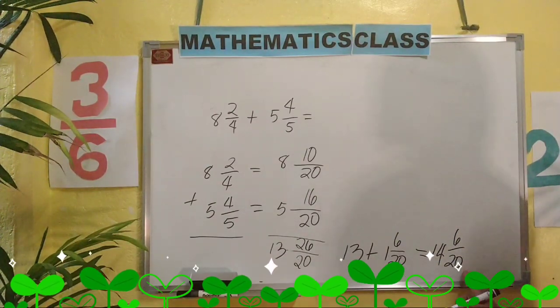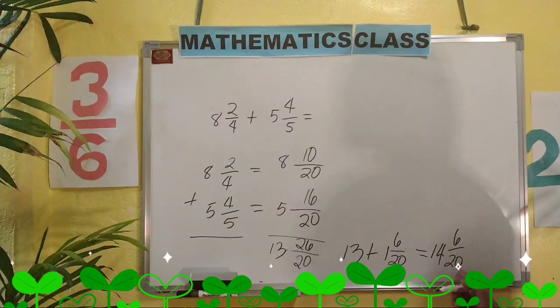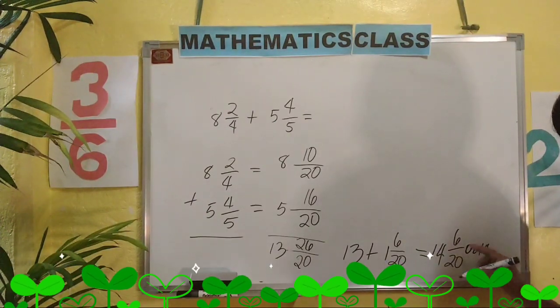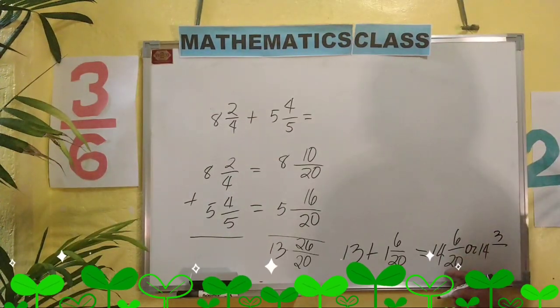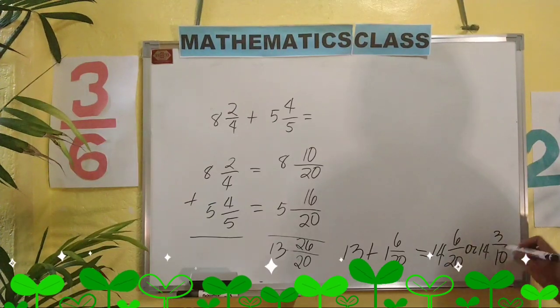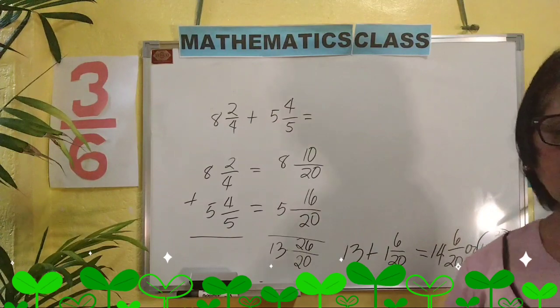6 over 20, is there a GCF for this fraction, for the numbers 6 and 20? Yes. The GCF for 6 and 20 is 2. So, 14, 6 divided by 2 equals 3. 20 divided by 2 equals 10. 14 and 3/10 is your possible answer.